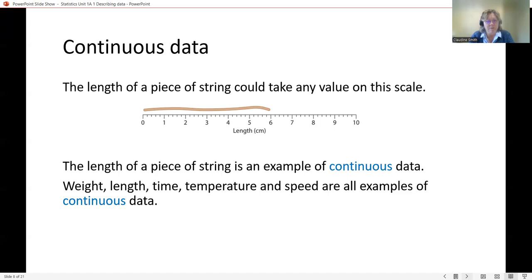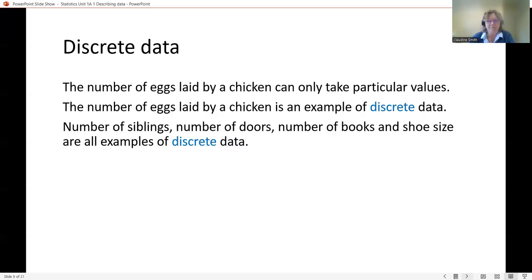So what they have in common is they're all things that you measure. You measure weight, you measure length, you measure time, you measure temperature, and you measure speed. Discrete data. The number of eggs laid by a chicken can only take particular values. So the number of eggs laid by a chicken is an example of discrete data. Number of siblings, number of doors, number of books, and shoe size are all examples of discrete data.